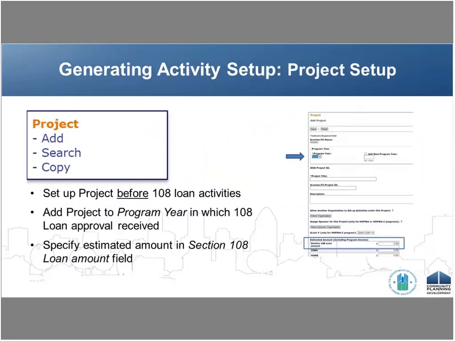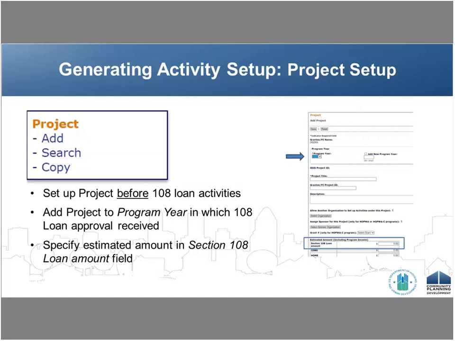The first thing we need to do is set up a project in IDIS. If you're on the Funding and Drawdown tab, you will see on the left-hand bar, Project. You will click Add for the project, and that will allow you to select from the screen. You can select the program year. This is typically the program year of the commitment approval.